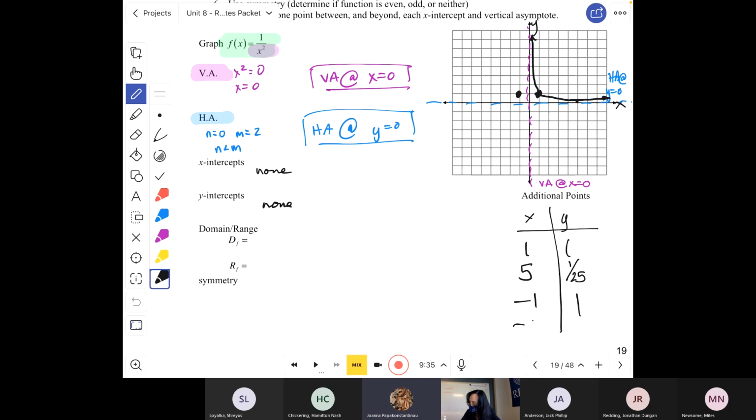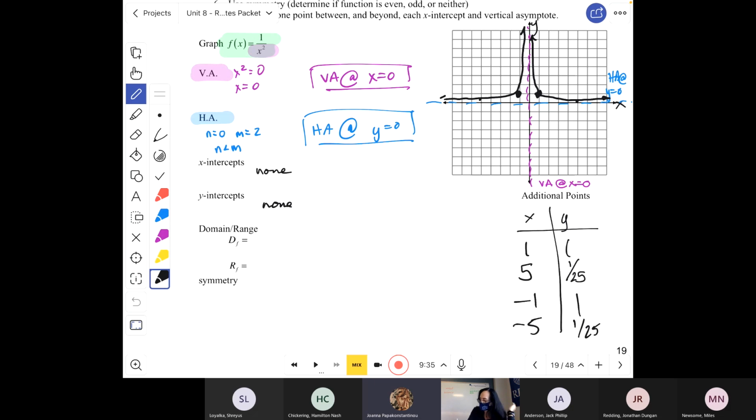Now I could do the same thing and I could do -5 and I still get 1 over 25. So that means I'm approaching 1, 2, 3, 4, 5, this in the tail and then here. Do we see that? There is the graph of my rational function, y equal 1 over x squared.